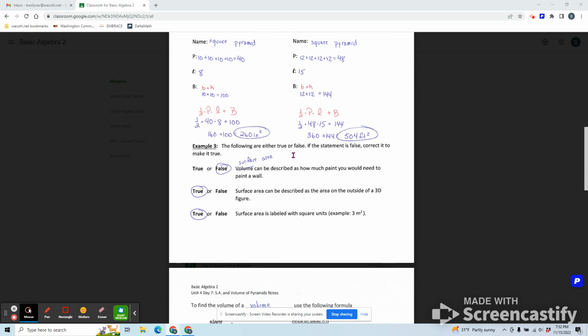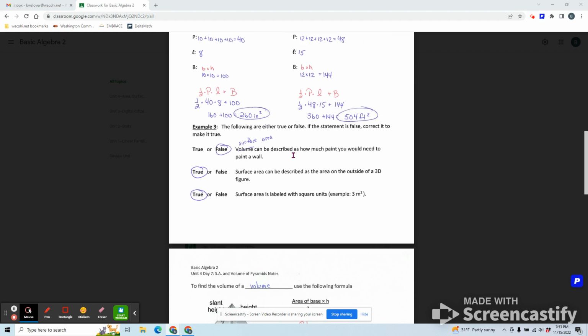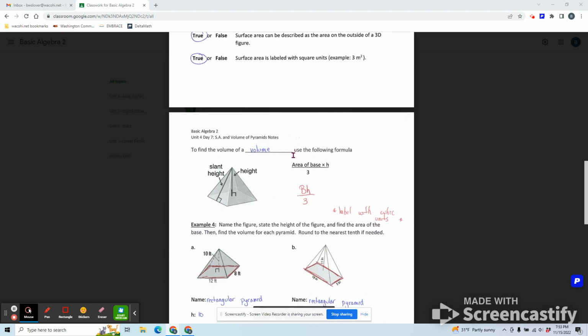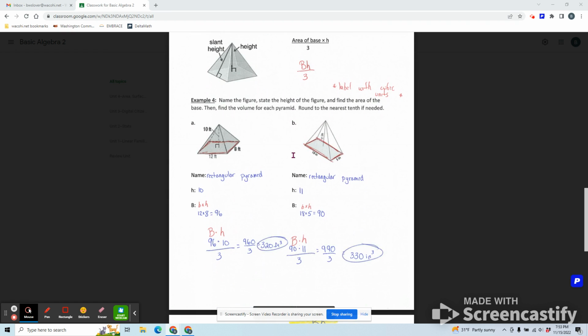So example 3 is just some true or false, and you're correcting the statements that are false. And then down here we get into the volume.